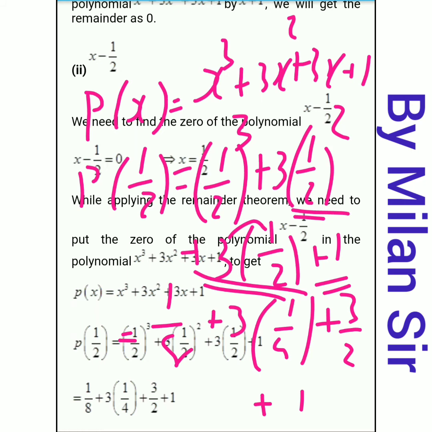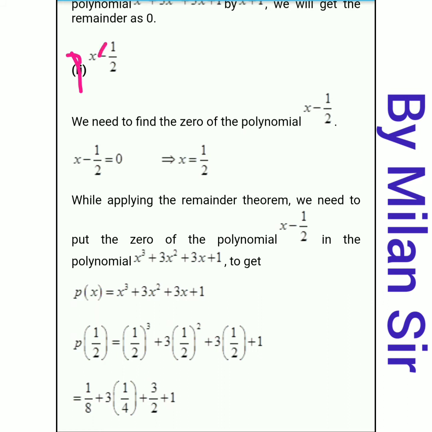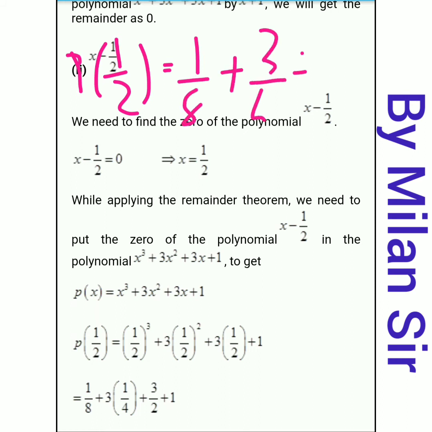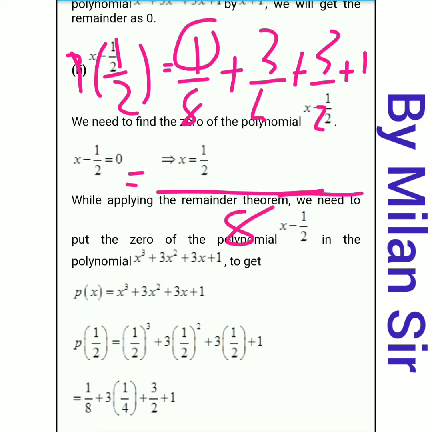So what do you get? 1 by 8 plus 3 into 1 by 4 plus 3 by 2 plus 1. So your p of 1 by 2 is equal to again 1 by 8, then 3 ones are 3 by 4, 3 by 2 plus 1. Now you need to take the LCM here. So what is our LCM? It is 8, because 8, 4 and 2 are in the denominator. Now here 8 is already there, so 1 as it is. Here 4 2s are 8, so the same thing you need to multiply with the numerator.